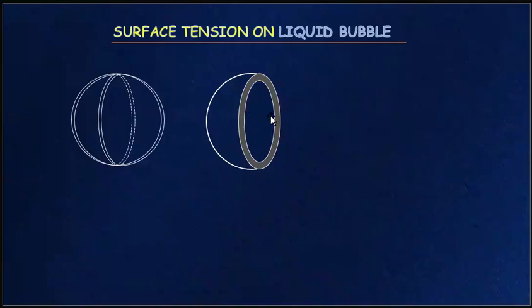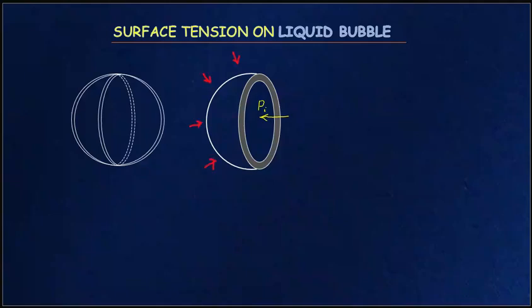If you look here friends, inside the bubble there will be some pressure and outside the bubble there is atmospheric pressure. The inside pressure is higher than the outside pressure in order to balance the tension over the surface of the bubble. Let me show the internal pressure something like this. This is the internal pressure acting on the bubble, the pressure inside, and from outside there will be atmospheric pressure acting on the bubble like this.